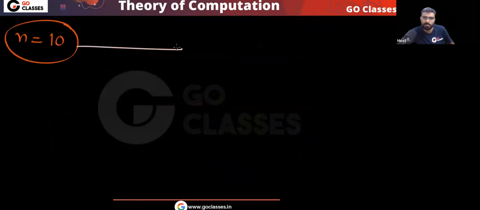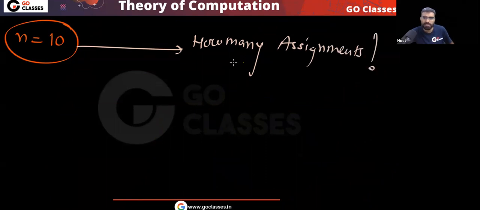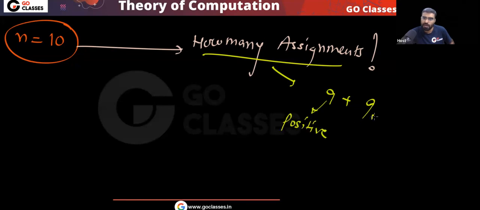Remember, if you notice one thing, how many are we assigning to n? For example, if n equals 10, how many assignments? Very good, that is 18. 9 positive and 9 negative. So that will be 18.